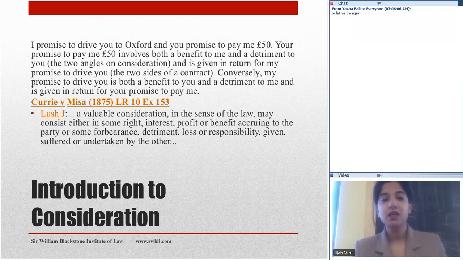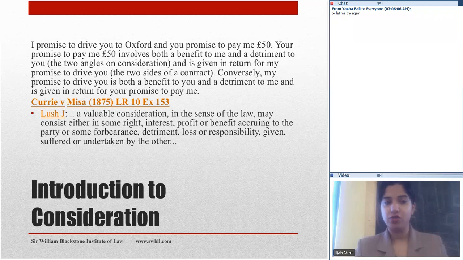And that's the second side of the contract. So one side of the contract is that you promise to pay me £50, and the second side of the contract is that I promise to drive you, right? So all bilateral contracts have two sides, and all considerations have two angles. Conversely, my promise to drive you is both a benefit to you and a detriment to me, and that is given in return for your promise to pay me.